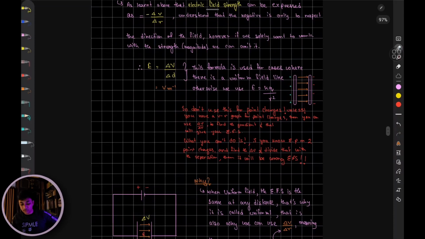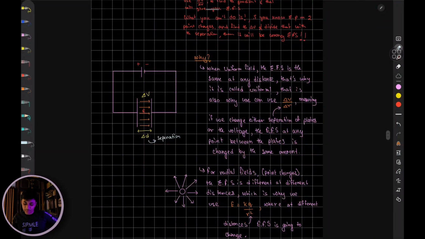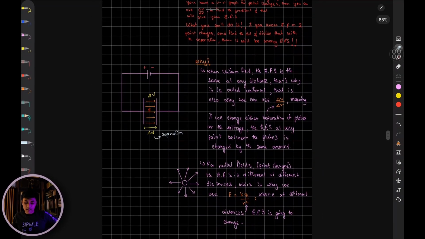And you also can't just assume that, let's say you have 2 point charges, one positive, one negative, and the potential difference between them is 24. With the separation 2, you can't just write 24 by 2 and say the electric field strength is 12, because it is not constant. It is different at every position. So you cannot do that. That is the main point, and over here, I've explained that.